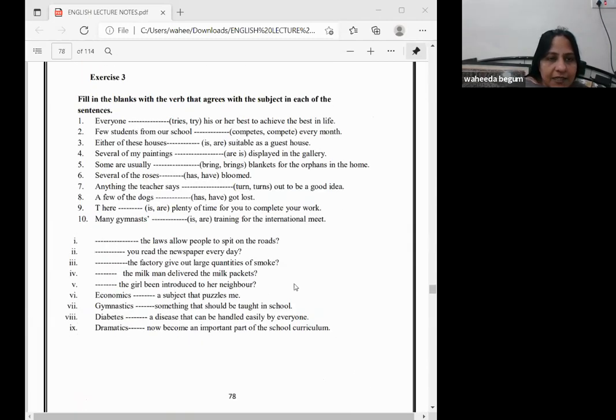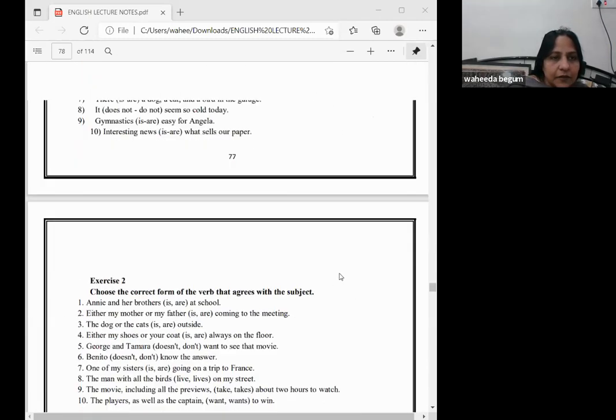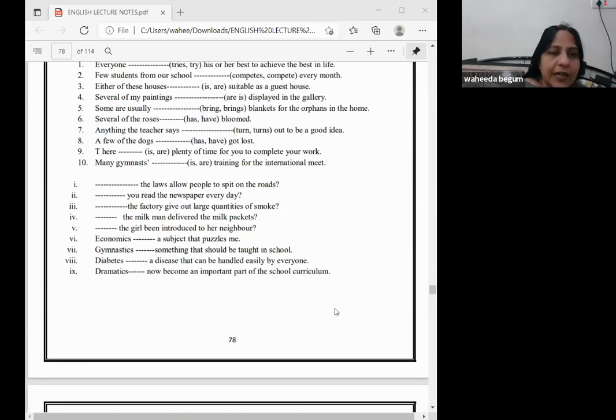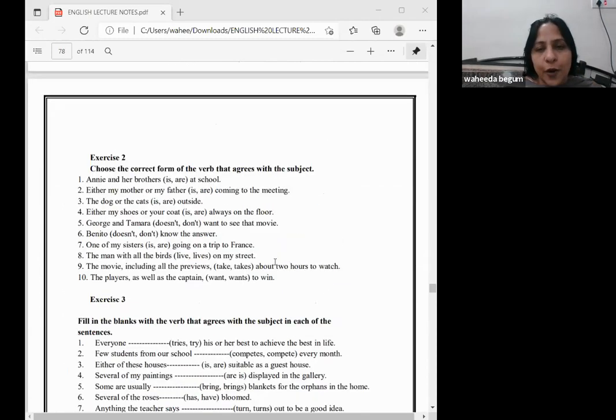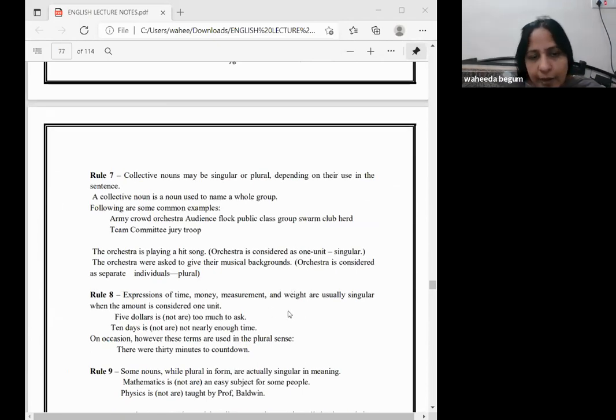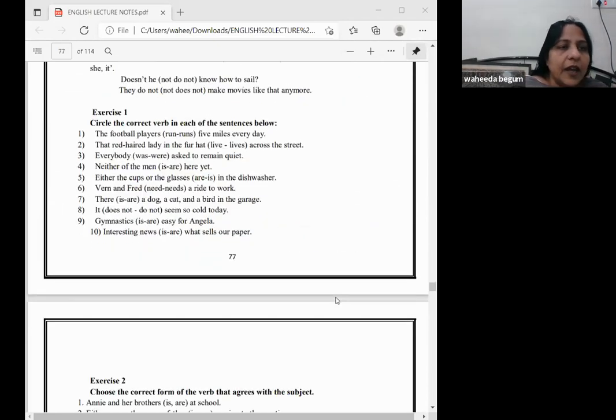So I'll share this handout with you. Your homework will be to go through the rules properly, fill in that handout, and send it back to me on my domain mail ID. Here are a few exercises. Circle the correct verb in each of the sentences given below. The football players runs 5 miles every day. So according to you, how much you have learned, how many corrections have to be made, you have to show over there.